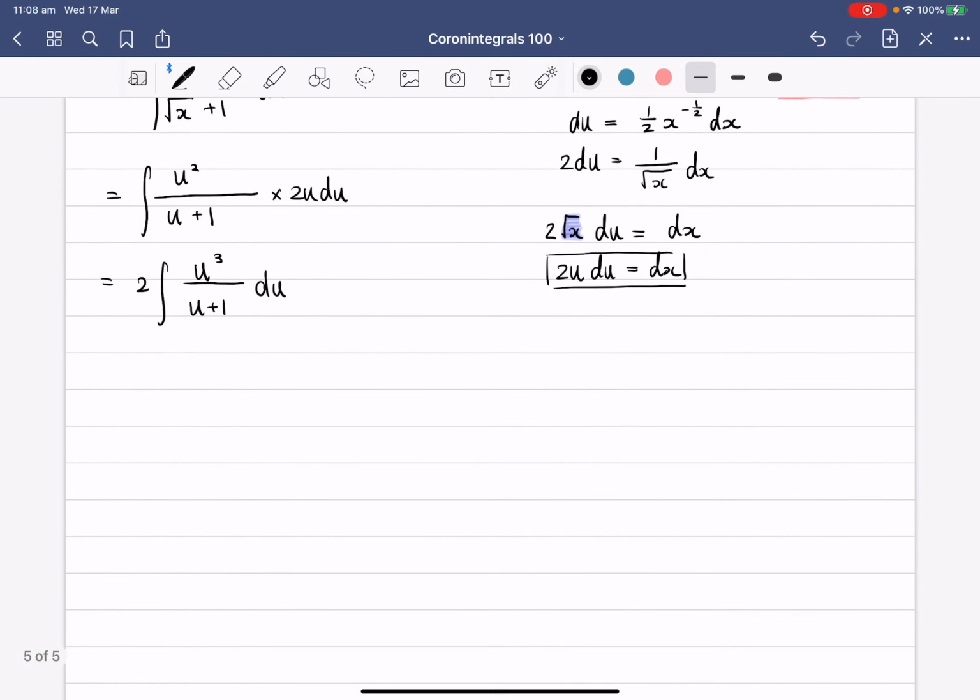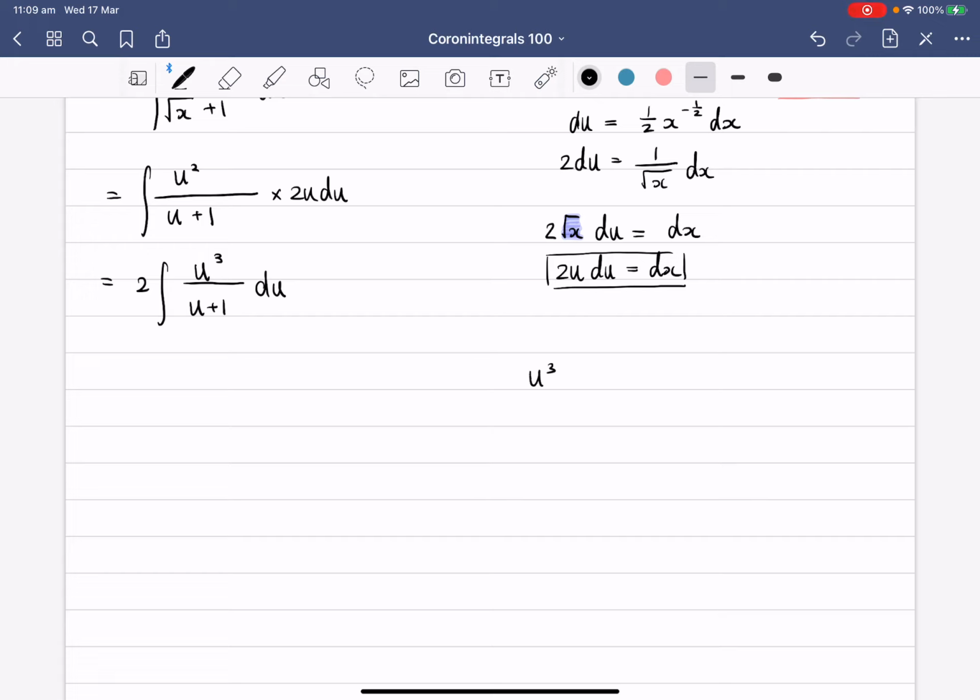So we simplify the fraction in such a form where the power of the numerator is larger than the power of the denominator. So this time what we're going to do is use long division to separate that fraction. So let's start with the long division.